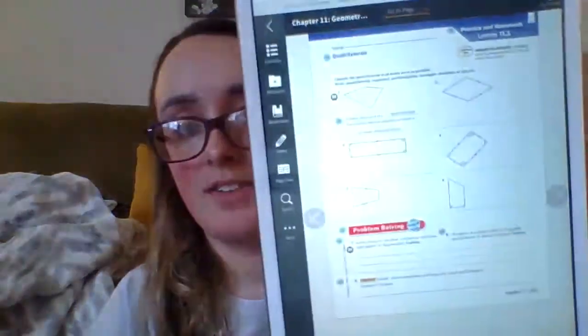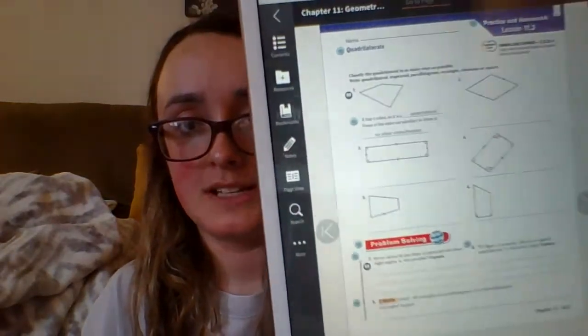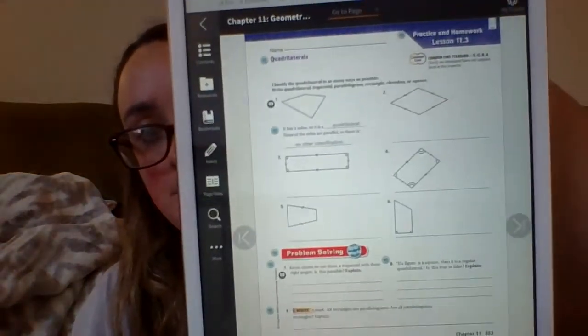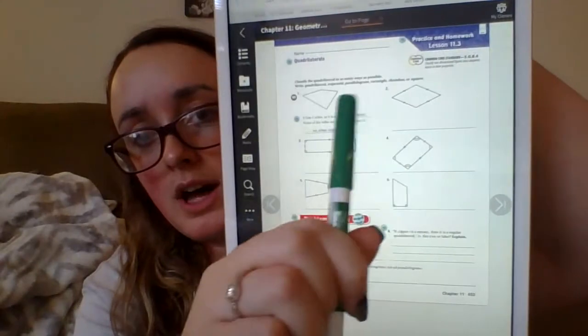Hi everyone, we are on day 8 for 5th grade math. So we're going to do a few problems together. We're going to go ahead and start on this page. Okay, I have it on my iPad, but you guys have this in front of you. They've already given 1 to us, so we're just going to move on to 2.